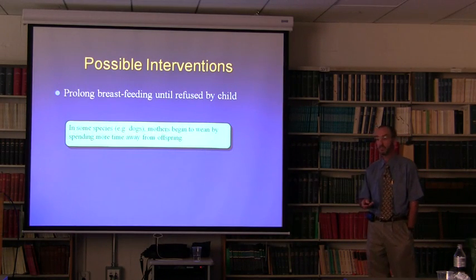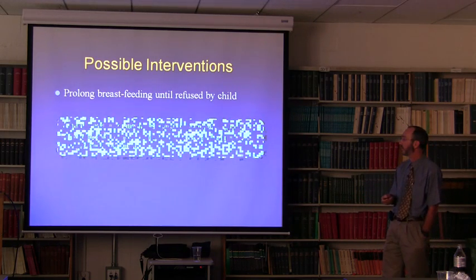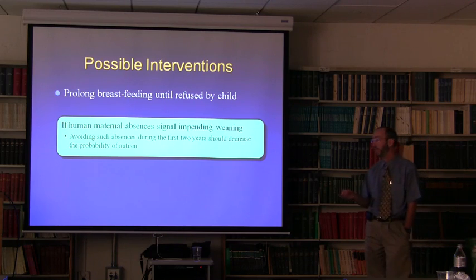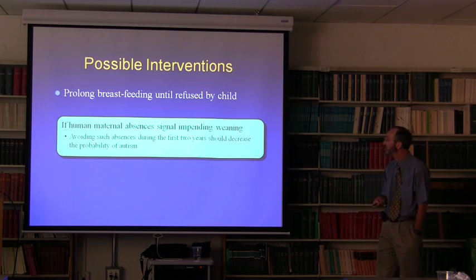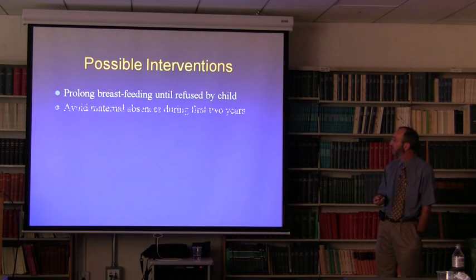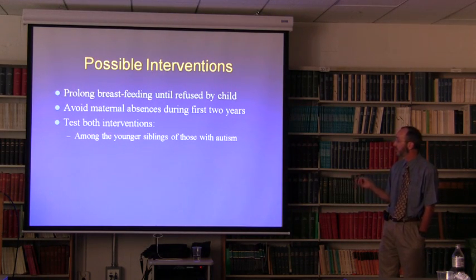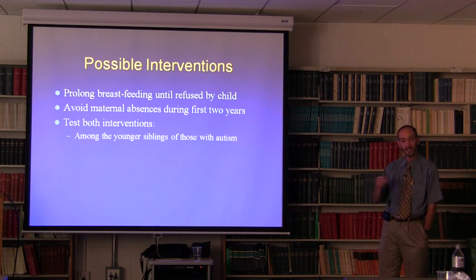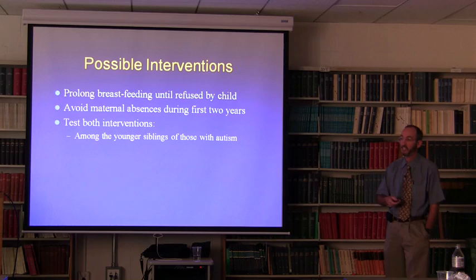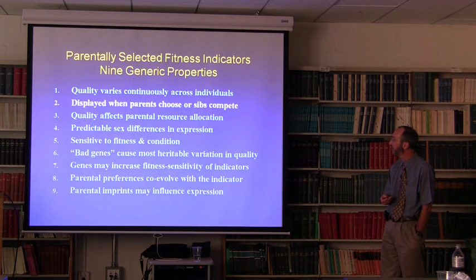For example, in some species, mothers begin to wean by spending more time away from offspring. If human maternal absences signal impending weaning, then avoiding such absences during the first 2 years should decrease the probability of autism. And you can test both of these interventions among the younger siblings of those with autism, because they're at high risk and an intervention is important to develop, and you have a chance of perhaps seeing the effect with a relatively small number of cases.